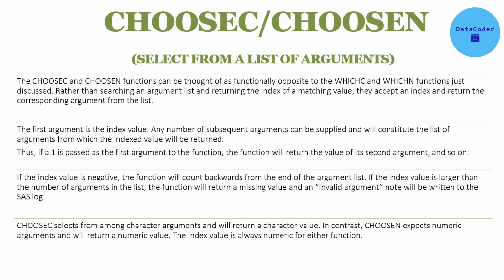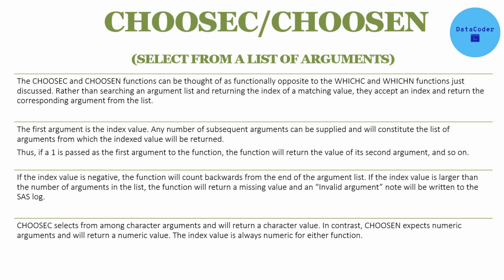So in WHICHC and WHICHN we are passing the values and getting the result as an index point. But here we will be passing the index point and we will be getting the result as a value from the list. The first argument is the index value. Any number of subsequent arguments can be supplied and will constitute the list of arguments from which the indexed value will be returned. Thus, if 1 is passed as the first argument, the function will return the value of its second argument and so on.